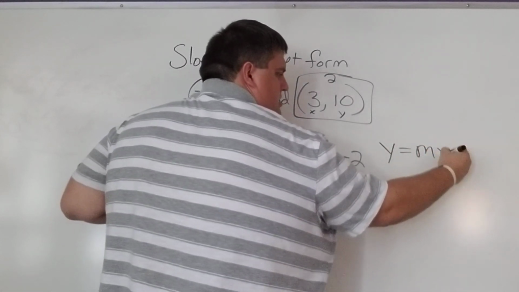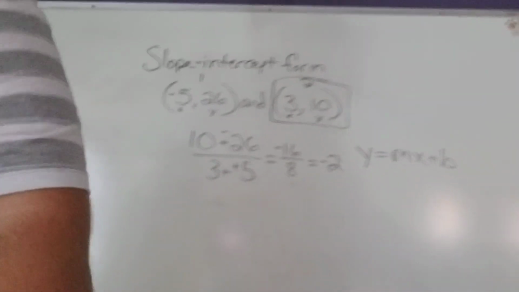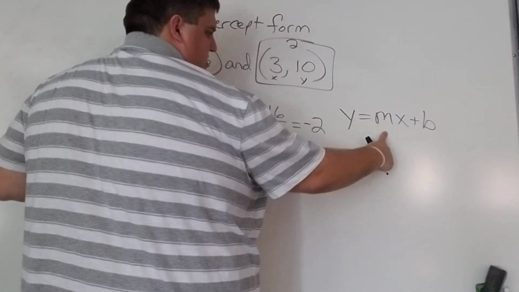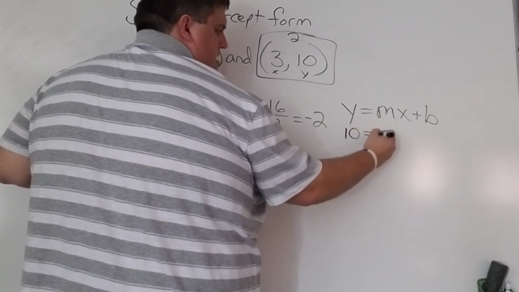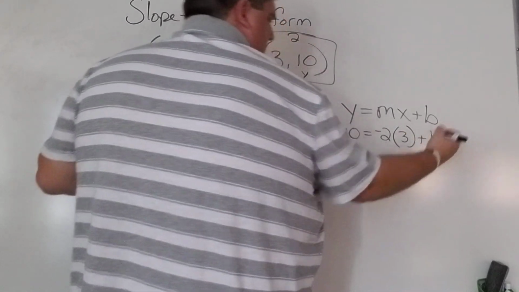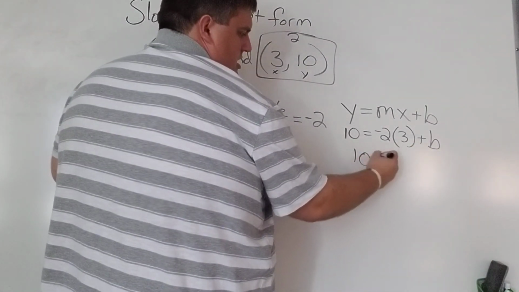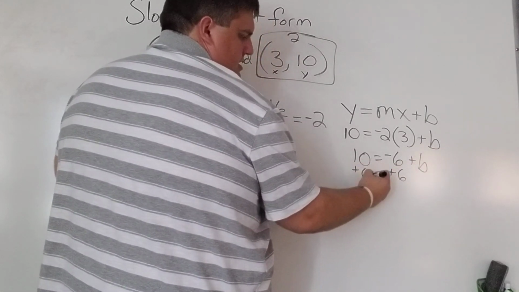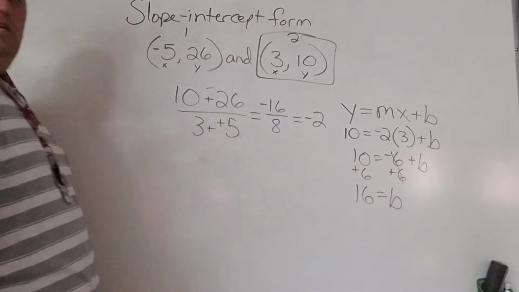So start with slope-intercept form. Make sure you guys can see this, so I write it. And then I'm going to plug in my slope. And this is going to be my x and my y. So my y value is 10. My slope is -2. My x is 3. And we don't know what the y-intercept is, but we're going to find it real quick. -2 times 3 is -6. Add 6 to both sides. And our y-intercept looks like 16.